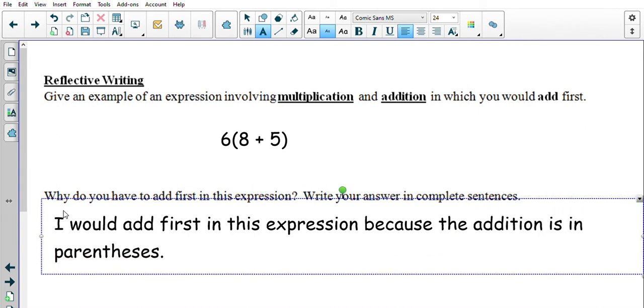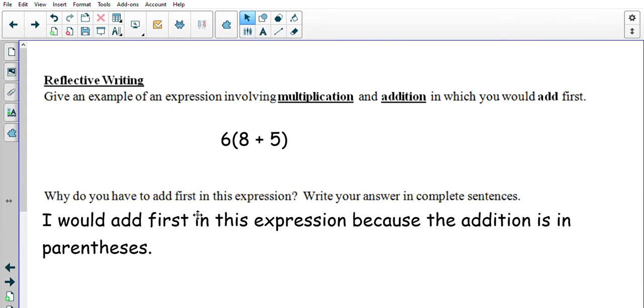As simple as that. Okay, you don't need to go too crazy. You don't have to write a paragraph for this. But more than likely, you wrote an expression where the addition was in parentheses, so that's why you're going to do it first. Or within brackets, some sort of grouping symbol. Maybe you even used absolute value bars. All right, let's move ahead.